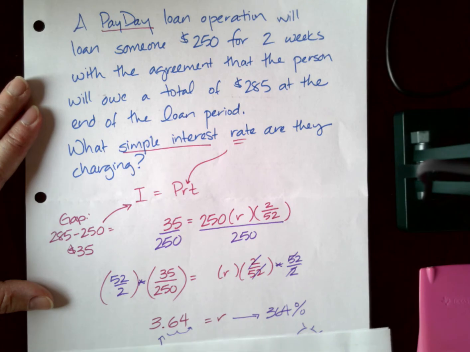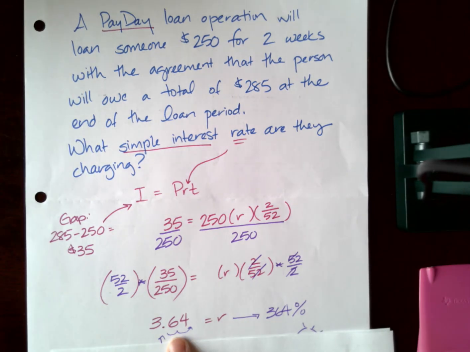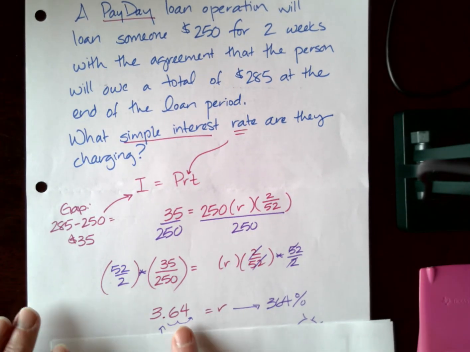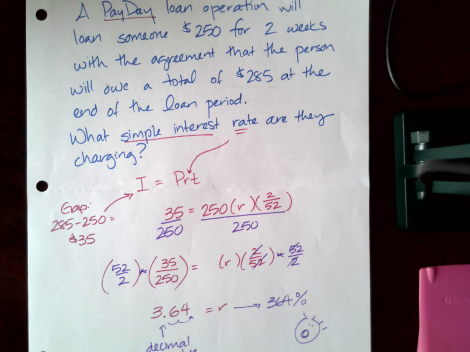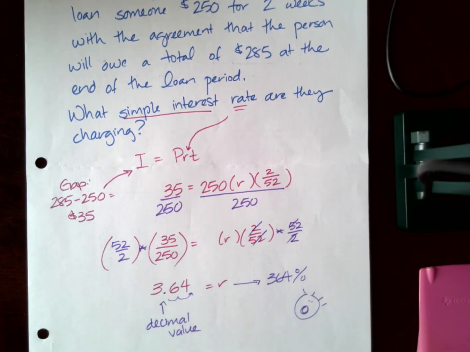And this one came out pretty nice. 3.64 was the R value. But this is a decimal, and so it has to be shuffled over to its percentage format. You can move your decimal point 2 places to the right, or you can multiply by 100. But it's 364%. Ah! So be able to do problems like that. That was one request today.